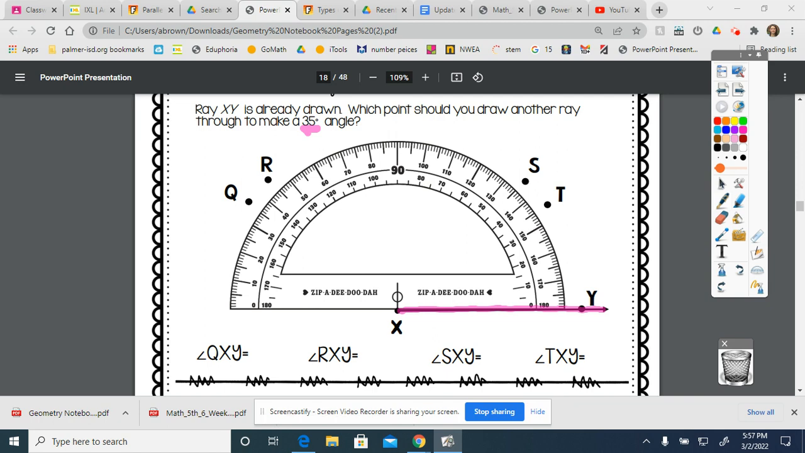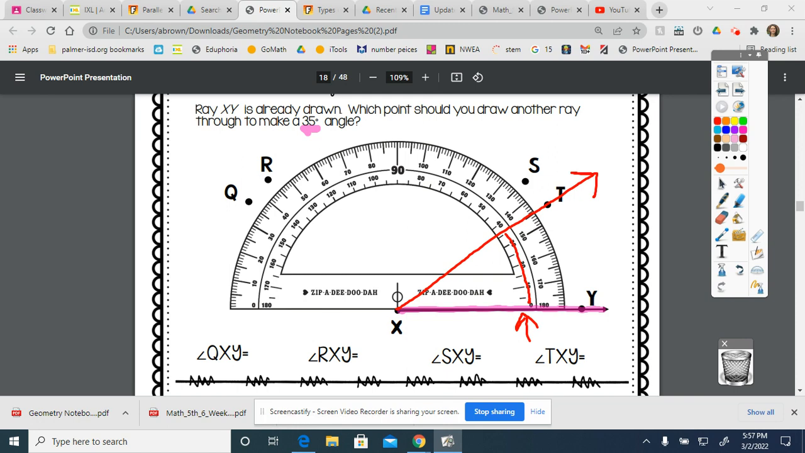Excuse me, I had to get a drink there. So, ray XY is going through the zero that's on the bottom. So we should read the bottom numbers. So if we go here 0, 10, 20, 35, that ray should go through point T. So take a straight edge of your protractor and draw the ray through T. And there is our 35-degree angle.